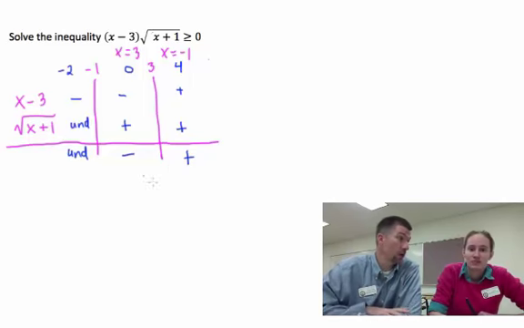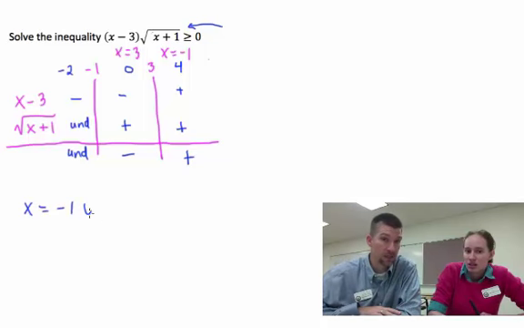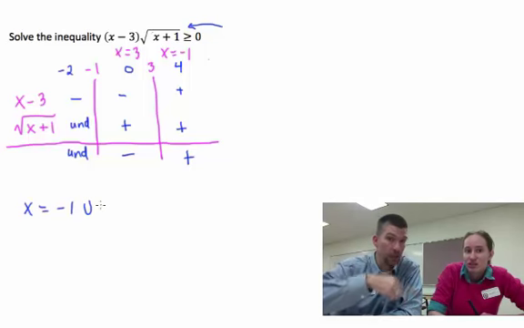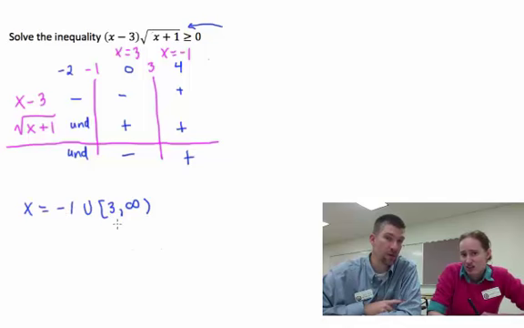We wanted greater than or equal to 0, which means positive and 0. So at negative 1, we have a 0, even though it's only one number, and that's okay. And 3 is included, because it's equal to, we include 3, all the way up to infinity. Are we okay with this notation? Negative 1, and 3 to infinity. Yes.